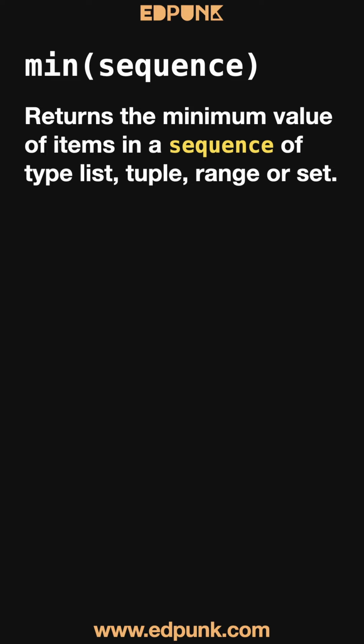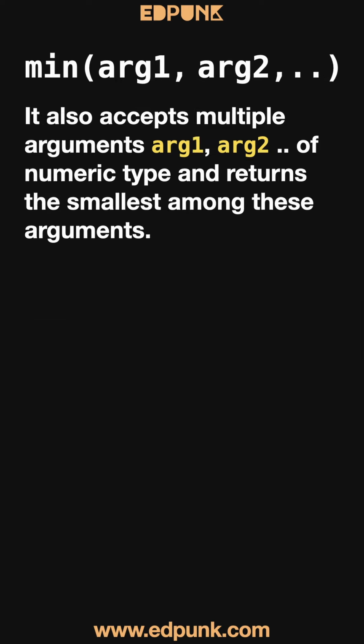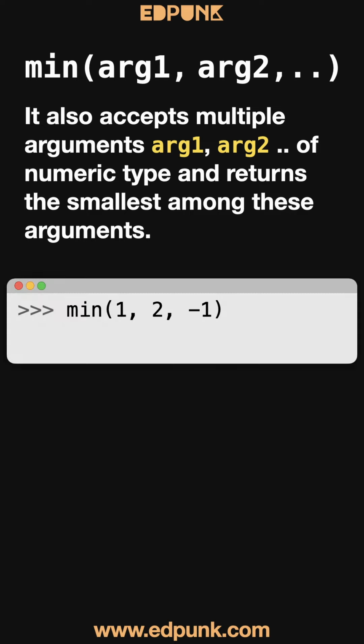Moving on to the next function, the min function returns the minimum value of numeric items in a sequence passed as an argument. For example, min of list 1, 2, minus 1 returns minus 1, which is the minimum value in the list. Apart from accepting a sequence, the min function also accepts multiple numeric arguments and returns the minimum among these arguments. For example, min of 1, 2, minus 1 returns minus 1, which is the minimum value among the provided arguments.